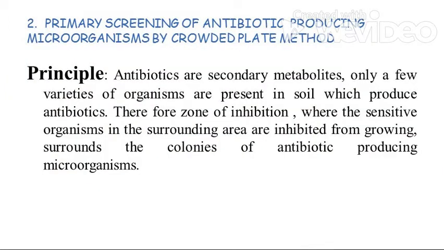Now this is the second procedure, that is primary screening of antibiotic producing microorganisms by the crowded plate method. Now the principle of this practical is that antibiotics are secondary metabolites. Only a few varieties of organisms present in soil are able to produce antibiotics. Therefore, a zone of inhibition, where the sensitive organisms in the surrounding area are inhibited from growing, surrounds the colonies of the antibiotic producing organism.